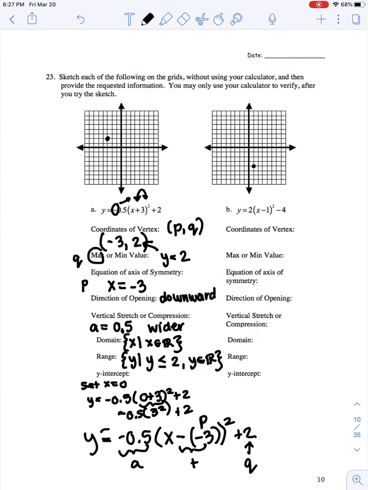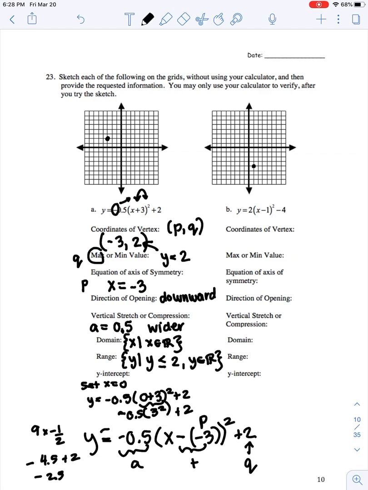So that's going to be 9 multiplied by -1/2. So that's going to be -4.5. And then we're going to add 2 to that. So that's going to give me -2.5. Okay. So that's going to be important because we're going to then plot that right there.